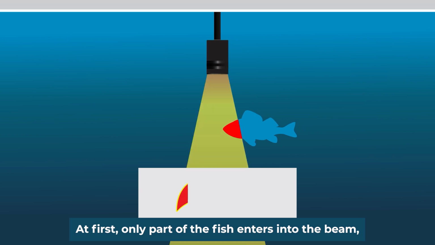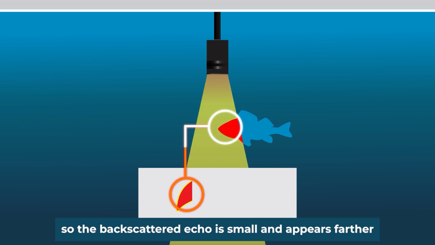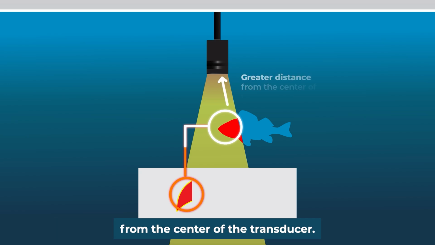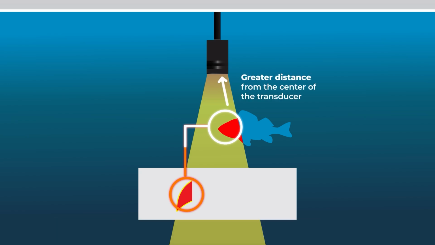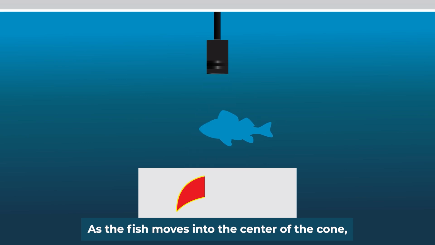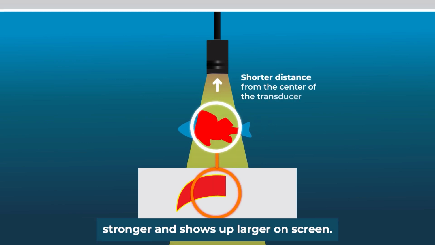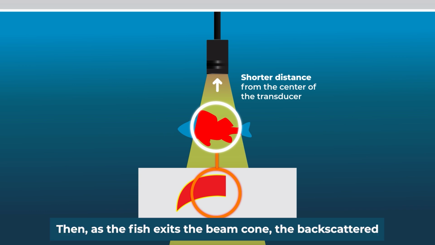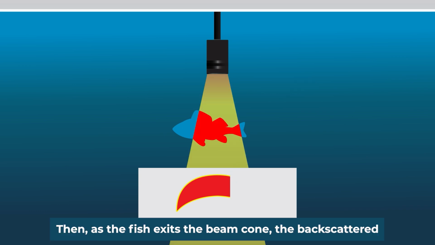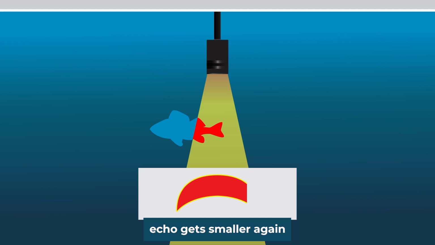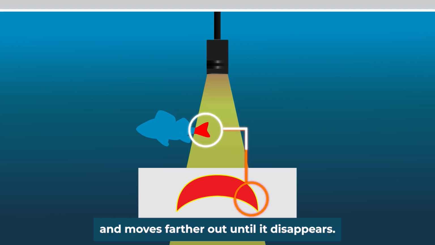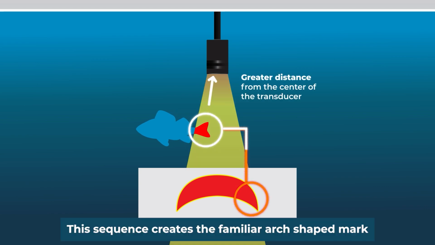At first, only part of the fish enters into the beam, so the backscattered echo is small and appears farther from the center of the transducer. As the fish moves into the center of the cone, the backscattered echo becomes stronger and shows up larger on screen. Then, as the fish exits the beam cone, the backscattered echo gets smaller again and moves farther out until it disappears. This sequence creates the familiar arch-shaped mark we see on the screen.